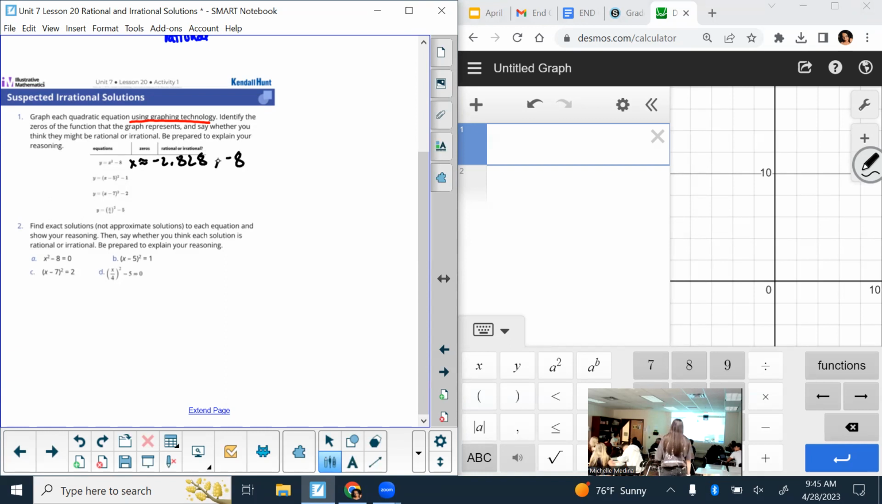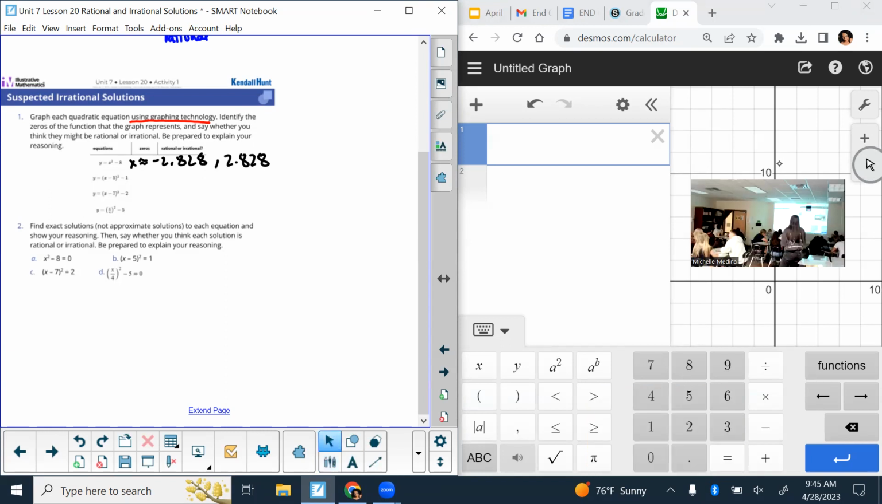Okay, class, agree, disagree? What do we disagree with? What is it supposed to be? 2.828. Anyone get something different than those now?